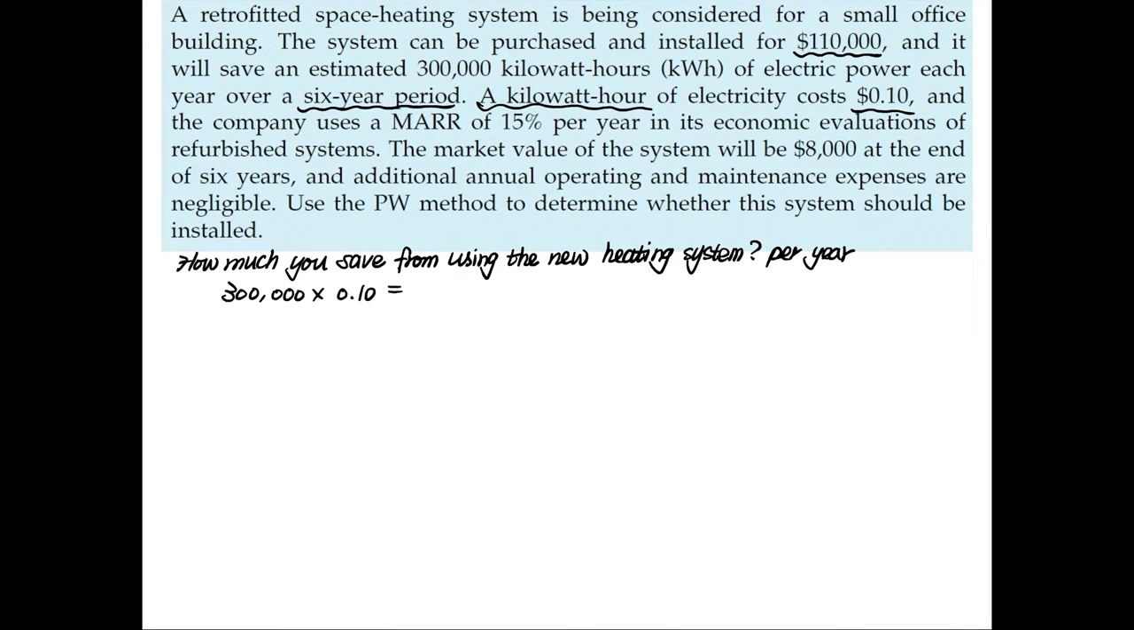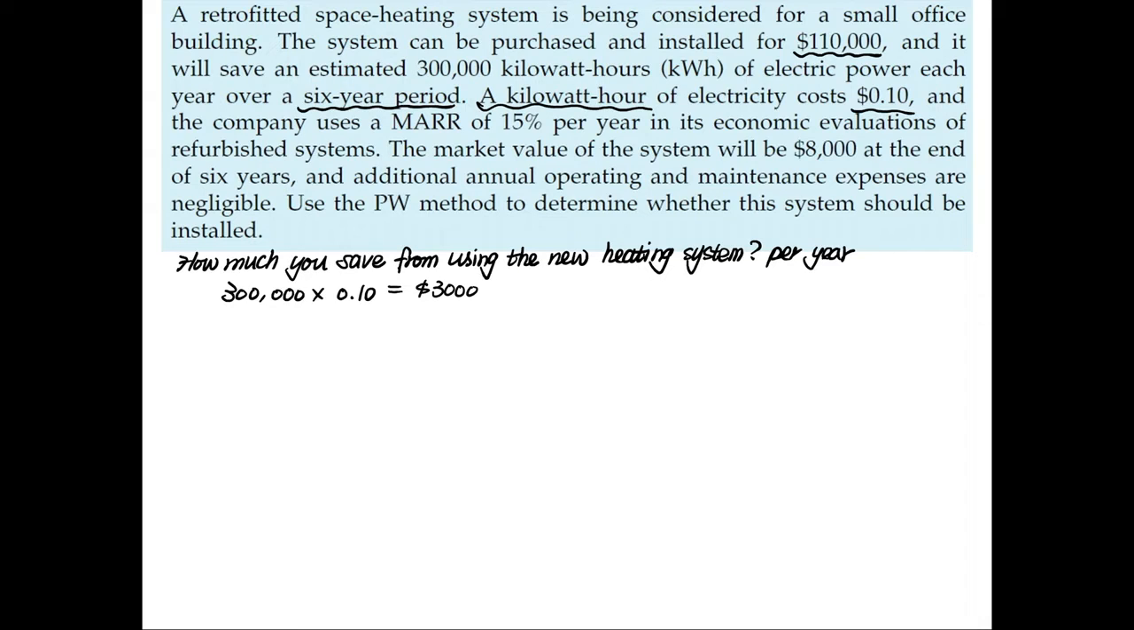Okay. See, this is the cost estimating method we have learned. It's a unit method. Remember that? Although this is saving, it's the same. Okay. So how much can you save every year? It is $30,000. Okay. All right. So let's continue to read the statement.